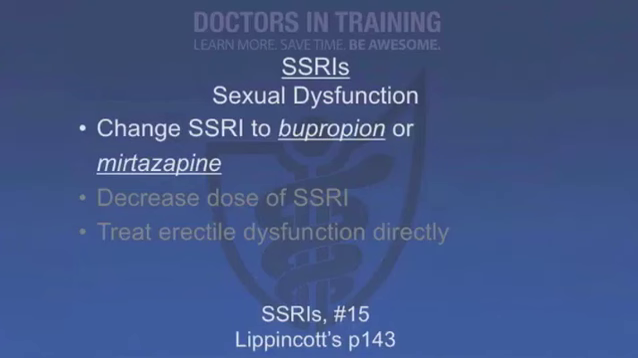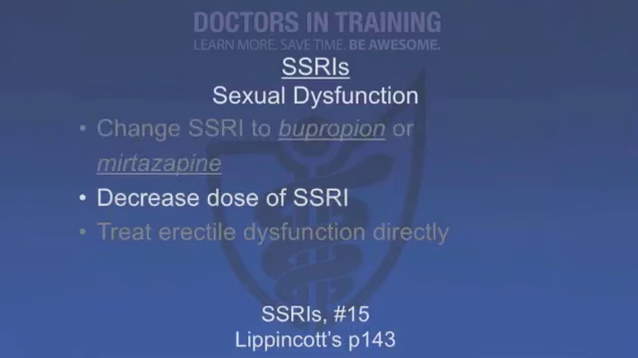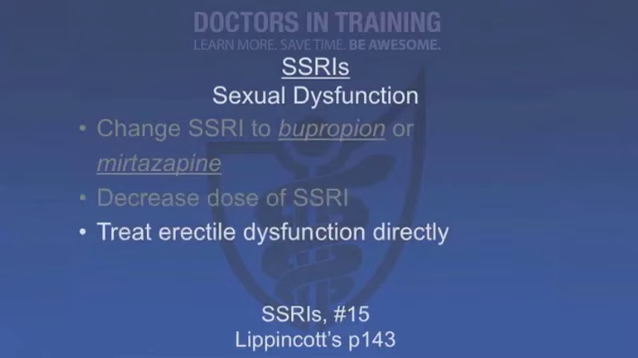One option for managing SSRI-induced sexual dysfunction is to replace the offending antidepressant with one with fewer side effects, such as bupropion or mirtazapine. Alternatively, the dose of the medication can be reduced. In men with erectile dysfunction and depression, treating the sexual dysfunction directly may improve their function while keeping the patient on their antidepressant.